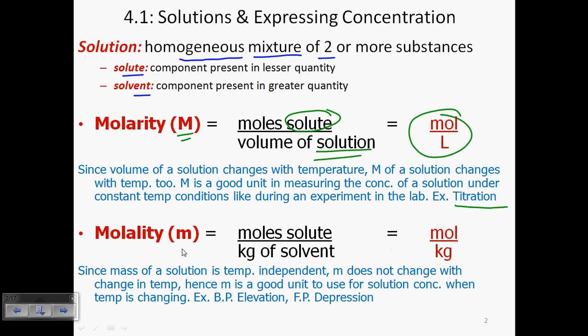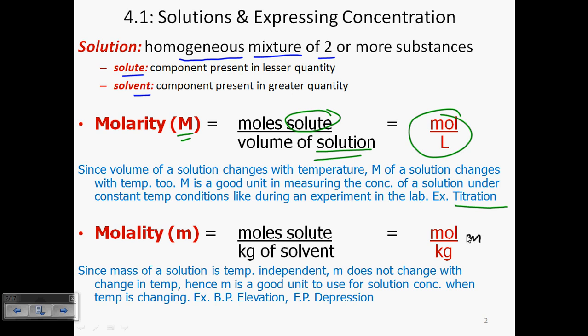The next concentration term is called molality, and molality is defined as moles of solute that are present in 1 kilogram of solvent, not solution, but solvent. So its units are moles per kilogram, or sometimes it is just commonly referred to as molality or lowercase m instead of writing moles per kilogram.